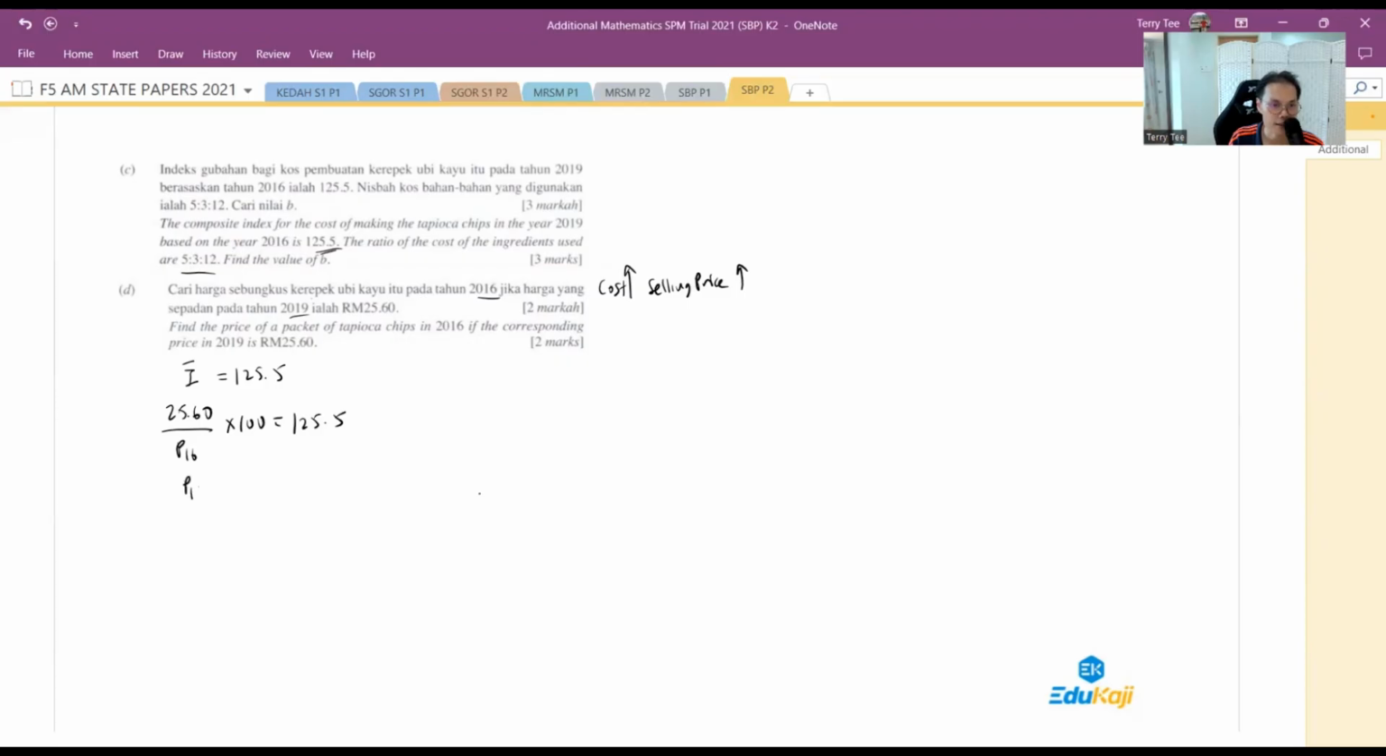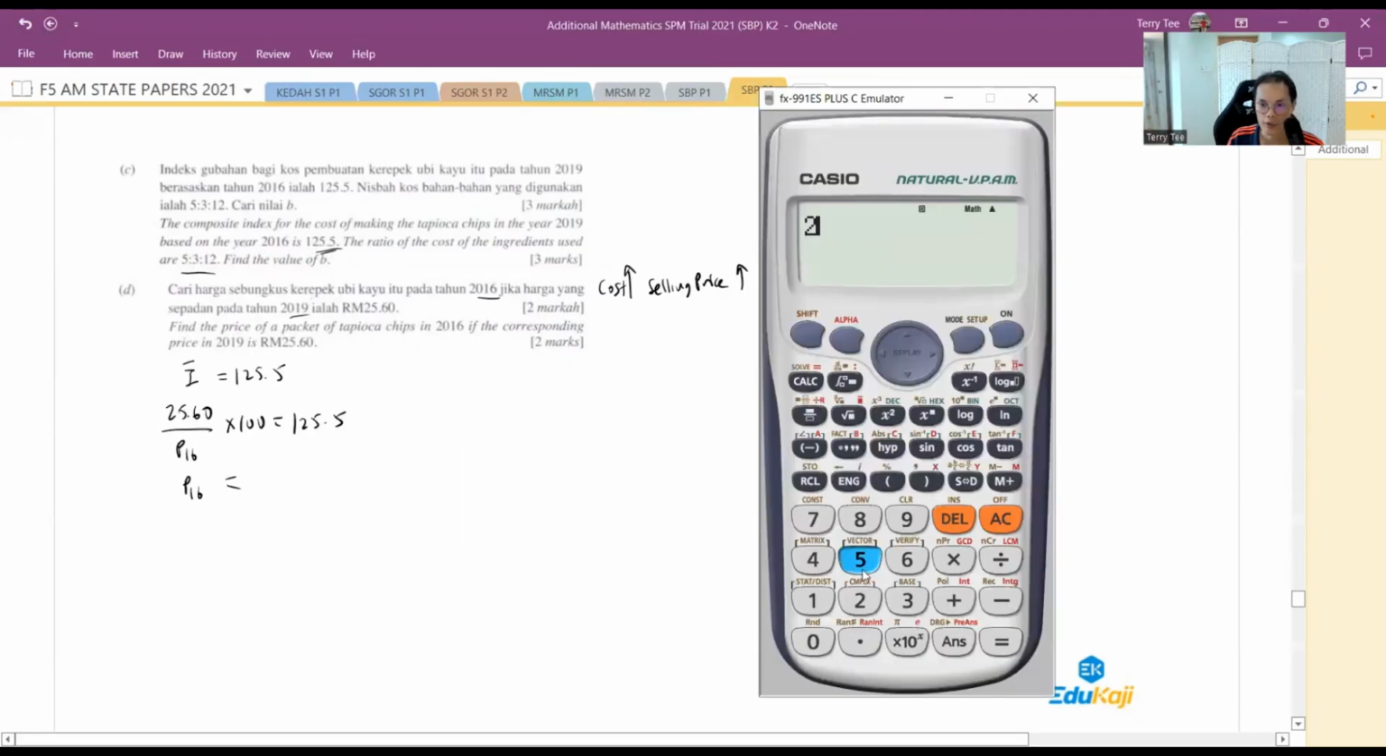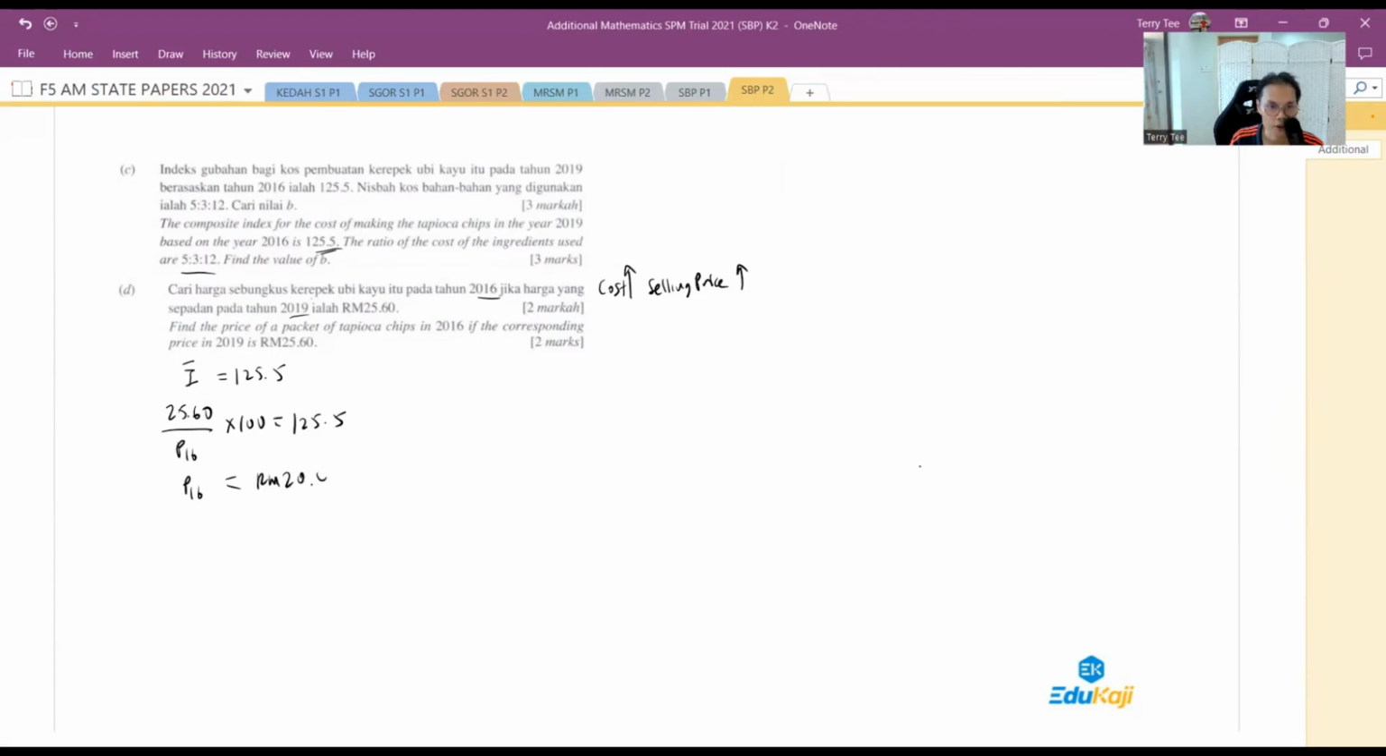I times with 100. I got 125.5. So to find this, I'll take 25.5, I times 100, I divide by 125.5. My price is now 20 ringgit and 40 cent, around 20 ringgit and 40 cent. Okay.